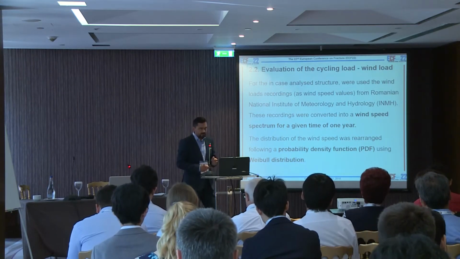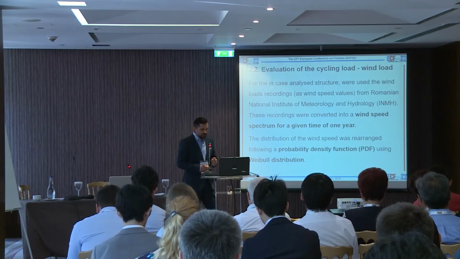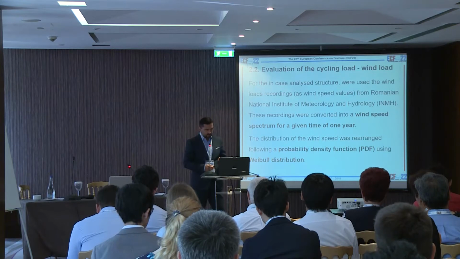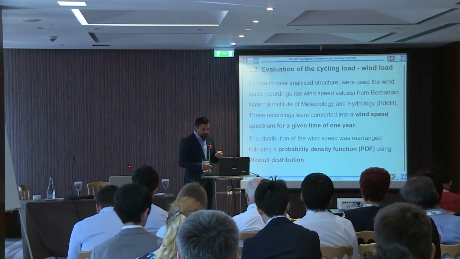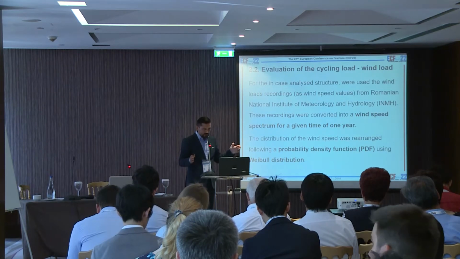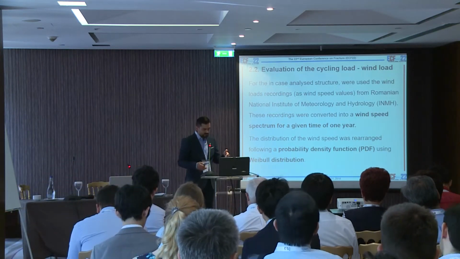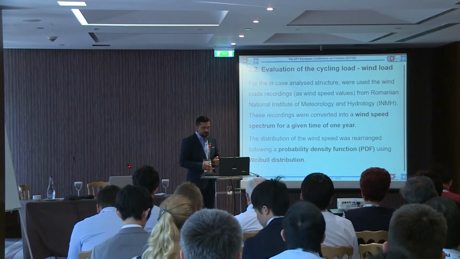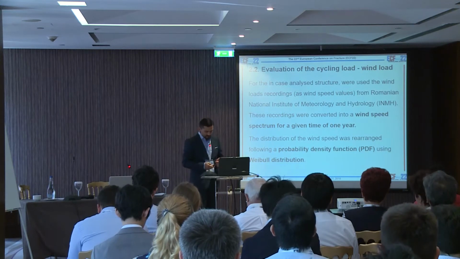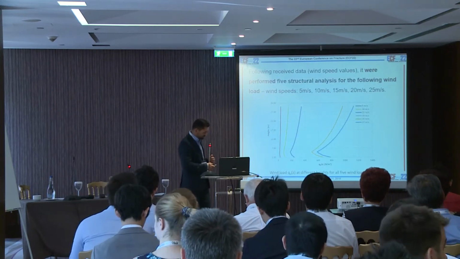For that reason, some measurements were taken into account from the National Institute of Meteorology and Hydrology, the Romanian Institute, and in the end it gave the measurements for the time of 1 year. These measurements were arranged in the following probability density function using the Weibull distribution. I will not enter into details.